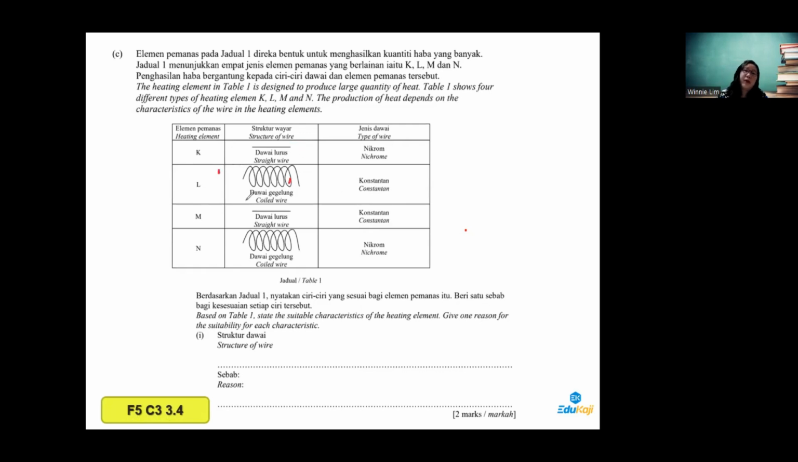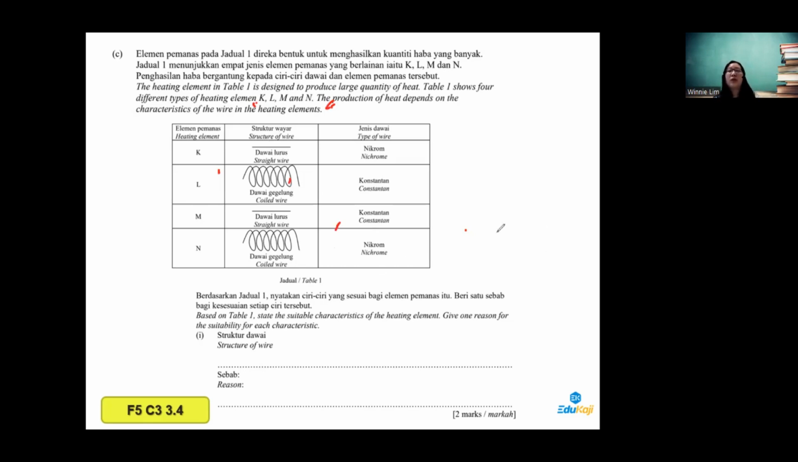Now, heating element is a very famous topic. It has been coming out in SPM questions for the past 7 years. It's just that they change some electrical device. So what are the devices that produce heat? Like iron, oven, bread toaster, hair dryer, or the water heater. They all use heating elements.